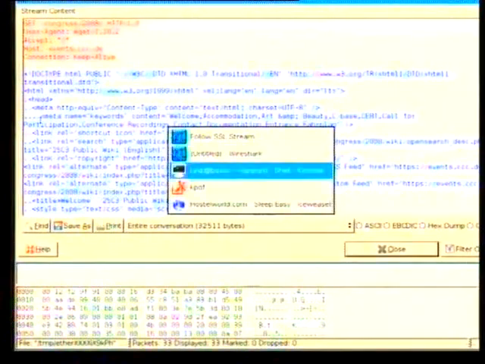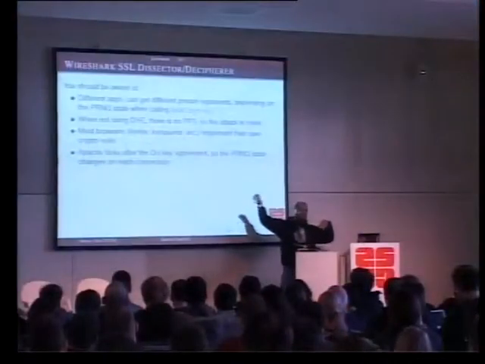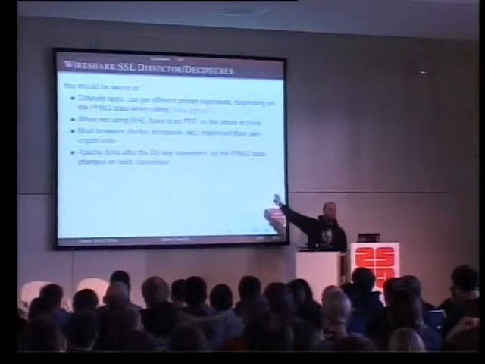The problem with the Apache part is that first Apache forks and then they generate the Diffie-Hellman key exchange. So the internal state of the PRNG changes in each connection. So you need to capture all the connections from the beginning of an Apache startup. You do the same with SSH connections too. Okay, cool. So you can decipher SSH connections too. Not with the Wireshark plugin, but you can with some other tools.